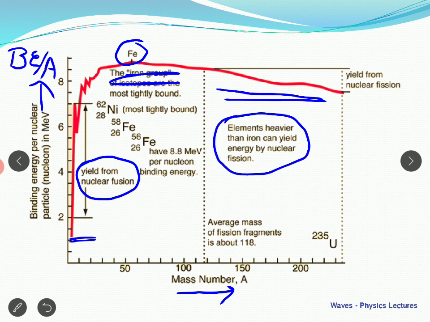The average mass of the fission fragment is about 118. That means if we have a heavier nucleus, let's say uranium 235 breaking up, we will basically have two stable nuclei, and these will have a mass near about 118. It's just near, it's not exact. We have fissionable material whose mass number can vary a lot from 118.